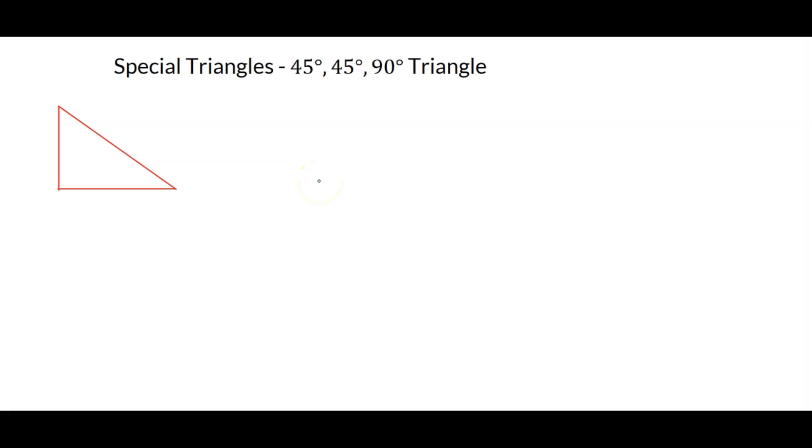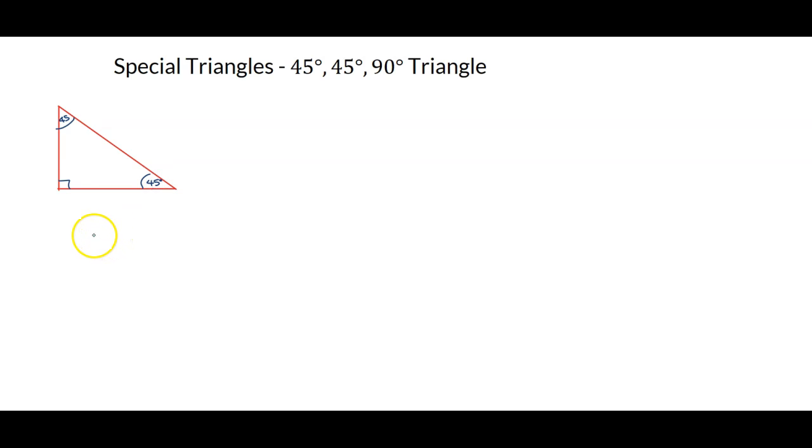Okay, so we're going to explain this 45-45-90 special triangle. When you have a 45-45-90 triangle, it means that we have a right angle. It's going to be a right triangle, and the other non-right angles are going to be 45 degrees. So we have 45 degrees here.